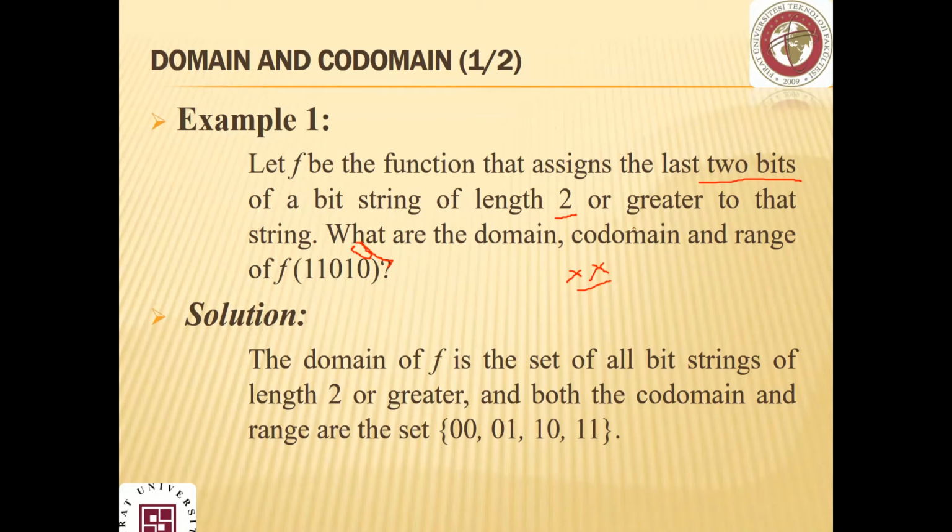All right, so the input should be a bit string of length 2 or greater. It could be like this, 5. But the output we expect is only 2 bits. The output is only 2, x, y. This is the output, or xx, let me refer to it.